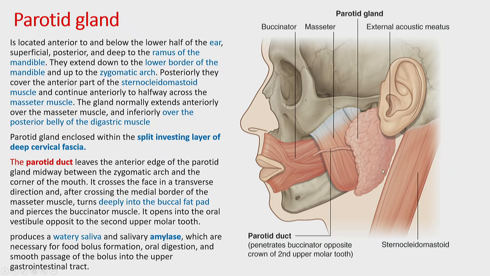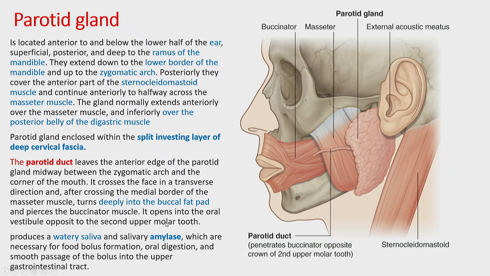So this is the location, and as we said, the facial nerve divides the parotid gland into superficial and deep parts. The parotid gland is enclosed by a fascia called the parotidomasseteric fascia, which, as I will discuss in the next slide, is a layer from the investing layer of the deep cervical fascia. The parotid duct passes over the masseter muscle, turns and pierces the buccinator muscle, and opens into the oral vestibule opposite the second upper molar tooth.